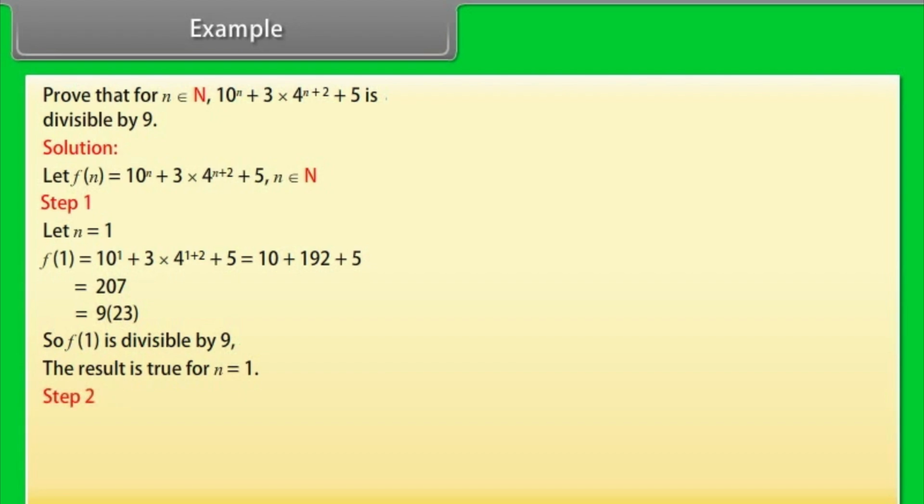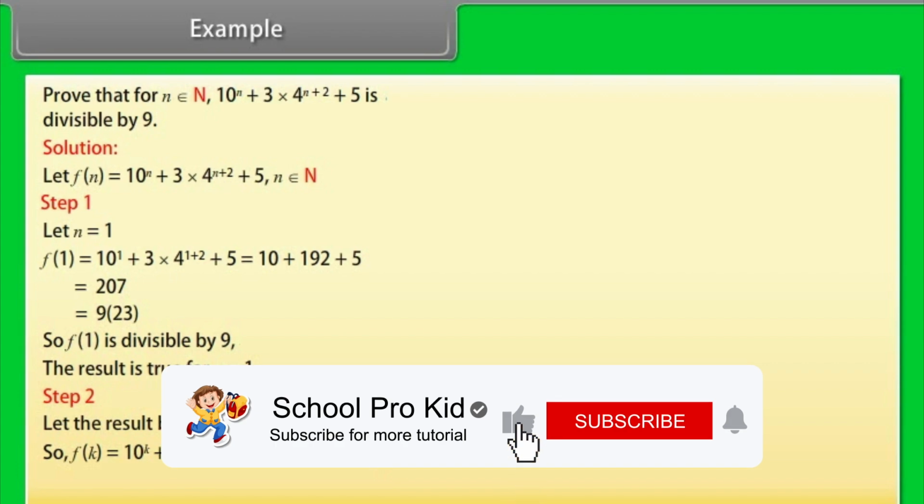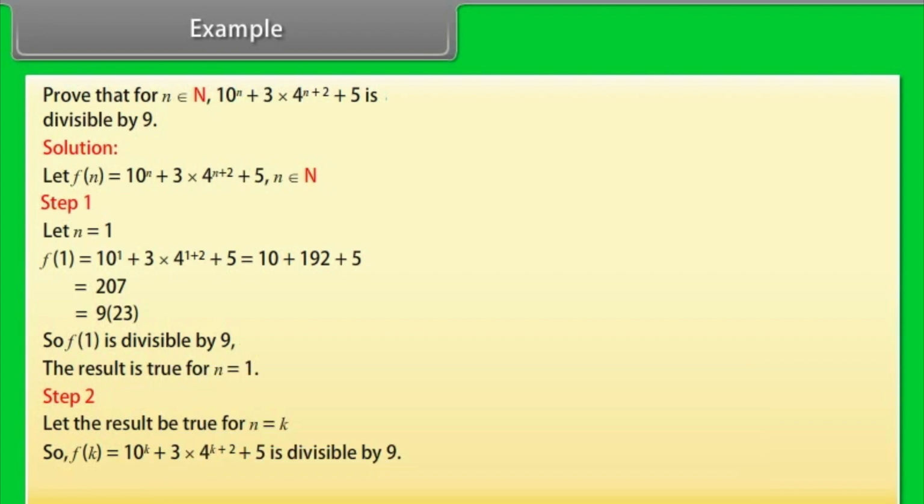Step 2. Let the result be true for n = k. So, f(k) = 10^k + 3 × 4^(k+2) + 5 is divisible by 9. Let 10^k + 3 × 4^(k+2) + 5 = 9m. Name it as 1.